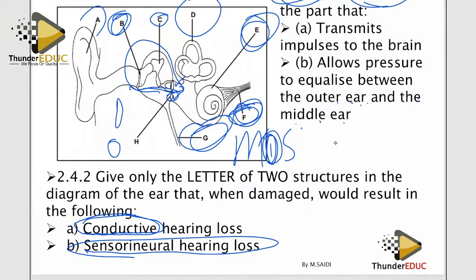So also F. They said give only the letter of two structures in the diagram of the ear. That's why you'll find out that it's B and C, and then here you'll see it is E and F. E because it has the organ of Corti which senses, and F because the impulse will not be transmitted in terms of an electrical message. Neuron, you see? And then this is sense. So the sensing is here in the cochlea, while the neuron is the F.